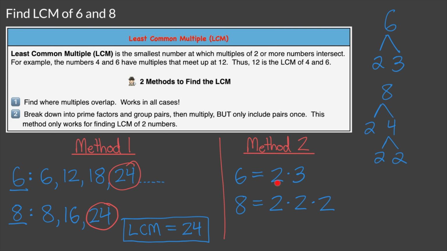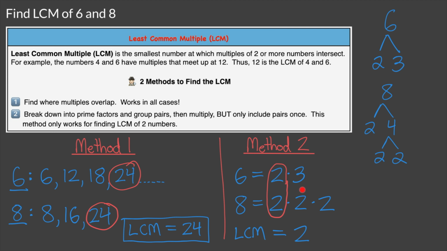So now we look for factors that they have in common. They have a 2 in common. So I'm going to go ahead and circle that. This is a 2 they have in common. Because when we multiply out all the factors, we're only going to include the pairs once. So our LCM using method 2 starts with 2. And this 2 came from this overlapping 2. We only include it once though.